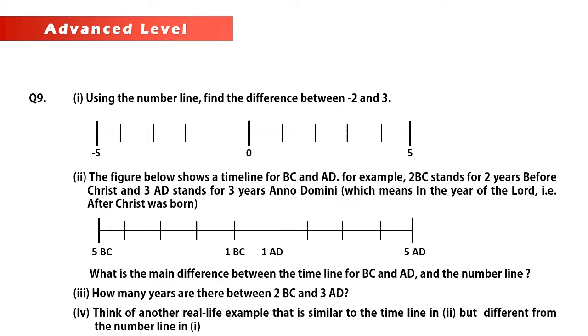What is the main difference between the timeline for BC and AD, and the number line? Part 3, how many years are there between 2 BC and 3 AD? Part 4, think of another real-life example that is similar to the timeline in Part 2, but different from the number line in Part 1.